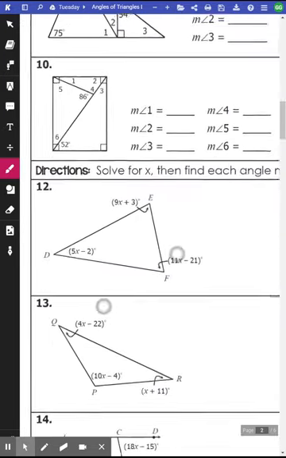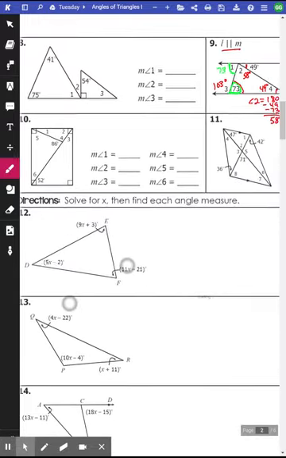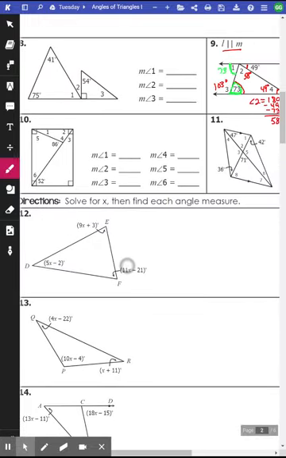Let's move on to the algebra. I'll go over the other ones and see if you guys need me to do any of these in class. Make sure you ask questions.